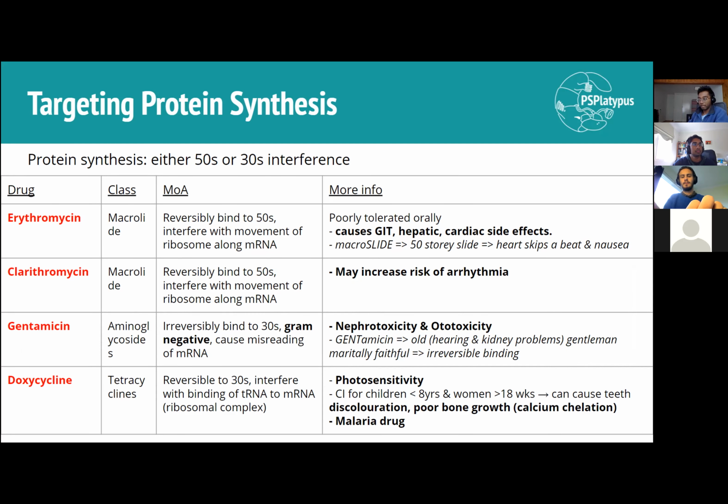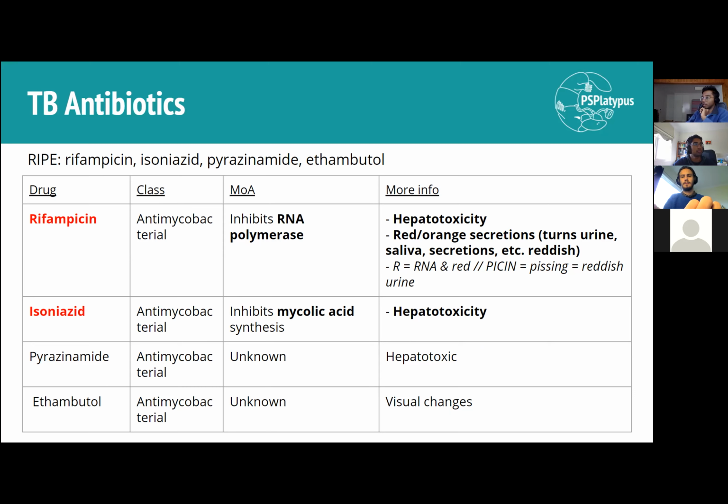All right, so TB antibiotics. Okay, so tuberculosis has a pretty unique structure with a mycolic acid layer, and we have different drugs specifically for that. So the acronym that we use is RIPE, right? Which is rifampicin, isoniazid, pyrazinamide, ethambutol. So rifampicin inhibits RNA polymerase. Something specific, like a lot of them are hepatotoxic, so that's something you can remember. And also rifampicin turns your secretions orangey red.